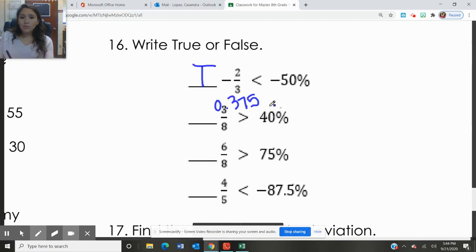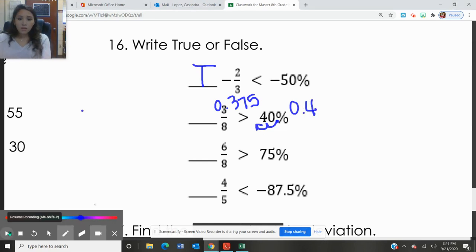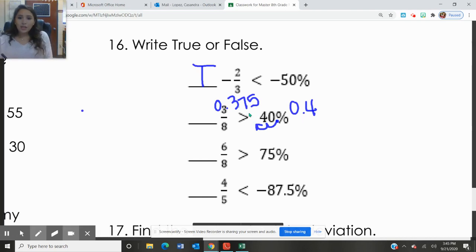Okay, and then I have 40%. You can either use the calculator to convert it for you, or you can use the Dr. Pepper method. So with the Dr. Pepper method, my decimal point is right here, and it is telling me that to get from a percent to a decimal, I need to move this decimal point 2 spots to the left. So 1, 2, and I get 0.4. Okay, so now my symbol right here says greater than. So right now it is telling me that 0.375 is greater than 0.4, but we know that's not true. We know that it's less than 0.4, so this is false.